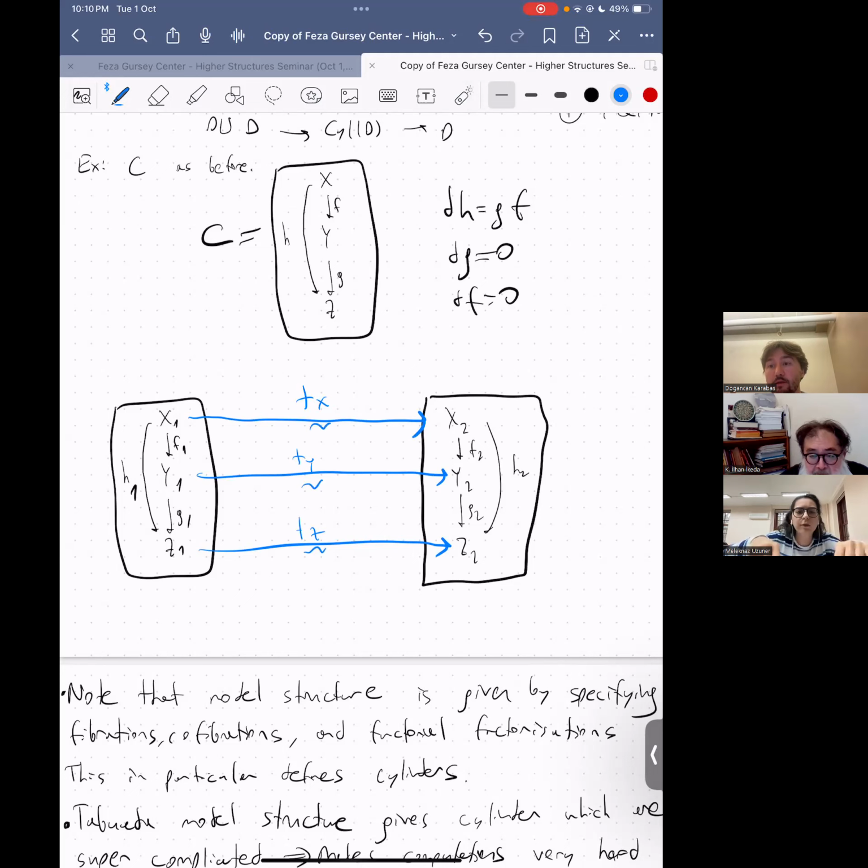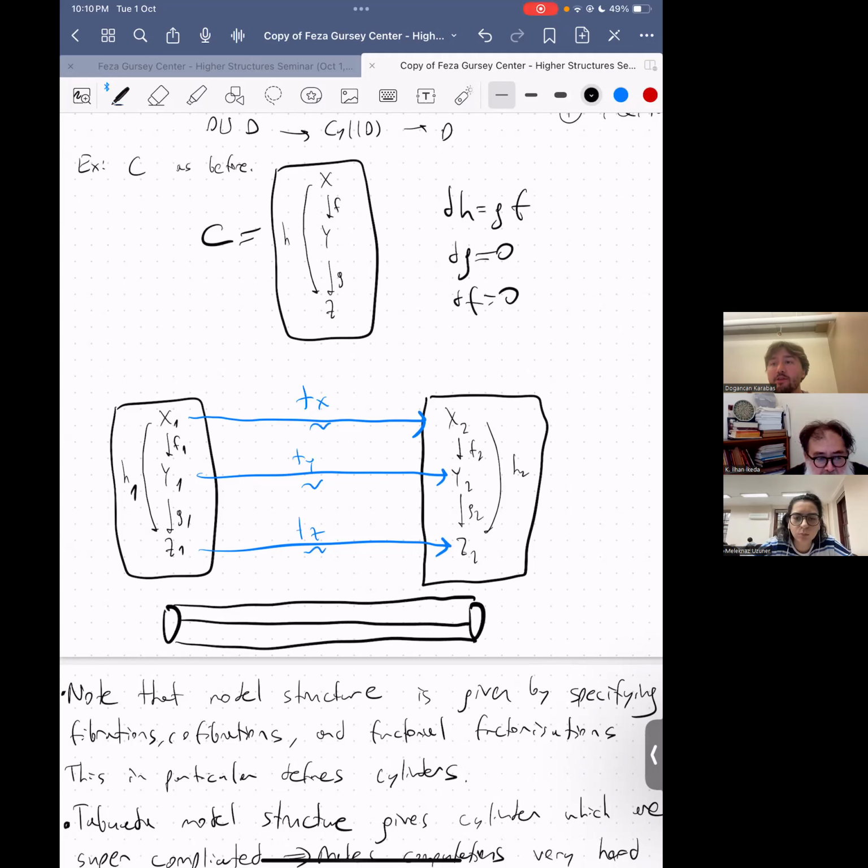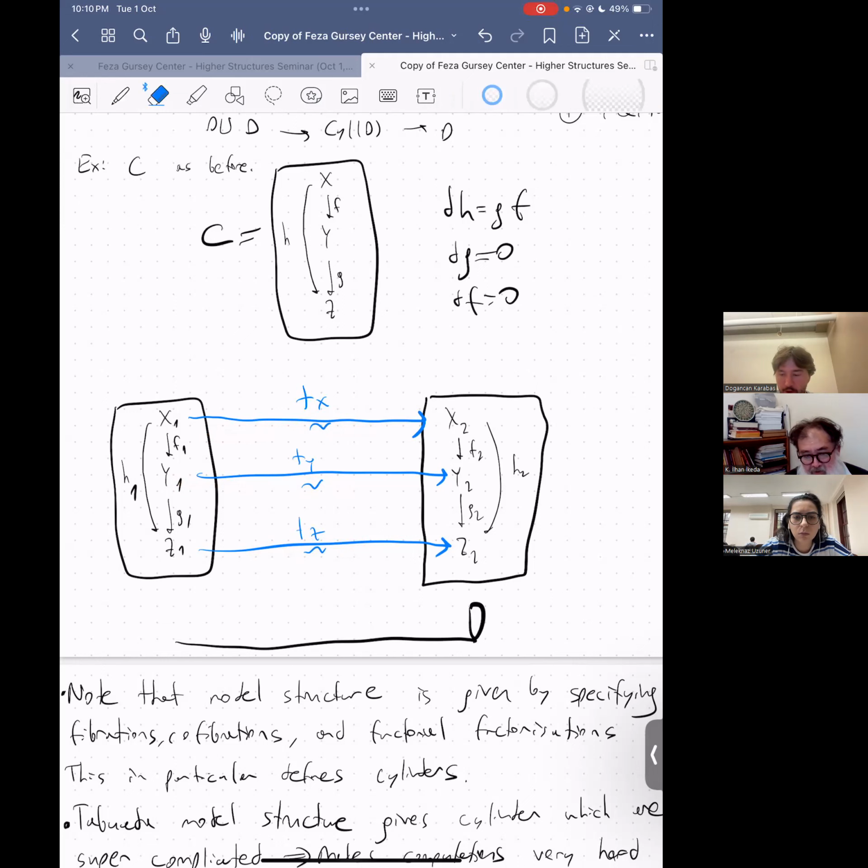But this setting is in DG categories. In geometry, like in topology, there's a circle here, and I draw lines. But actually, I didn't draw all the lines, right? I draw a couple of lines, because I cannot draw in the DG setting all lines all together, infinitely many lines. I draw maybe three lines only, since we have three objects here.